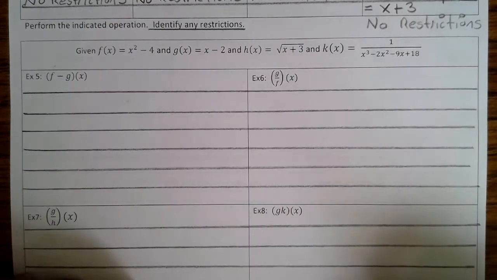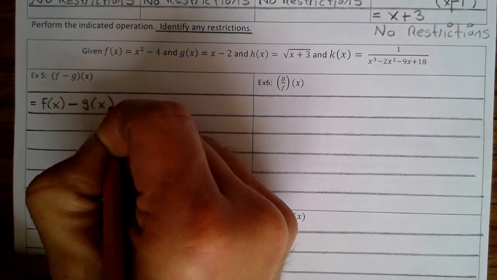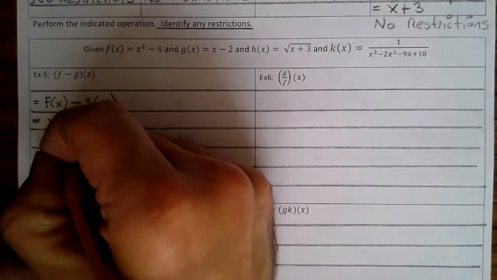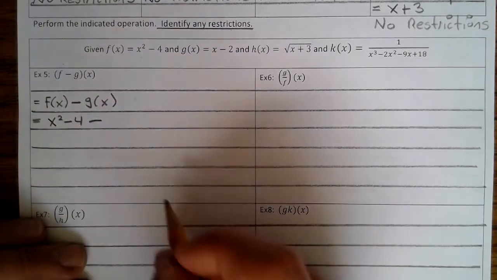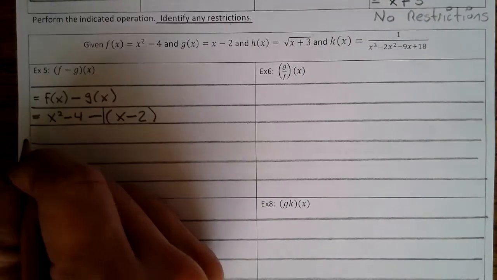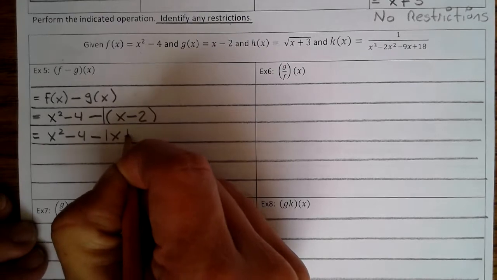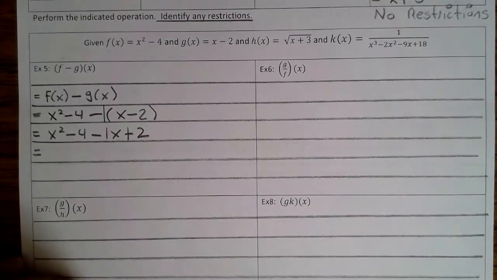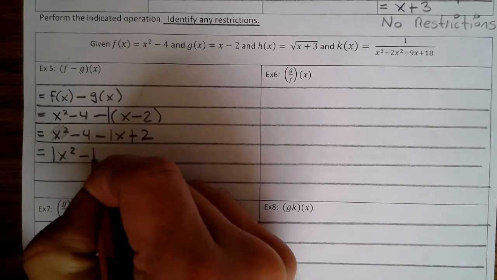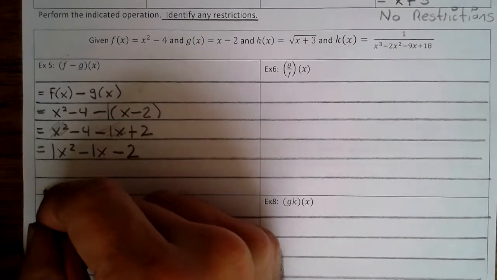All right, so we have f minus g of x. So that is f of x minus g of x. So f of x is x squared minus 4 minus g of x, which is x minus 2. Now, technically, there's a 1 in front of the parentheses that we're going to distribute. So then we have x squared minus 4, distribute the negative 1, that's minus 1x, and a plus 2. Now we combine terms. There's nothing to combine with the 1x squared. Nothing to combine with the negative 1x. And then negative 4 plus 2 is a negative 2. There's no denominator, so there are no restrictions.